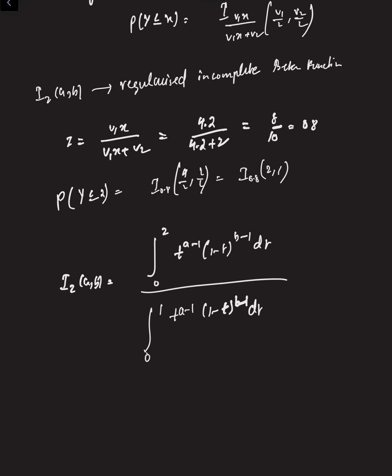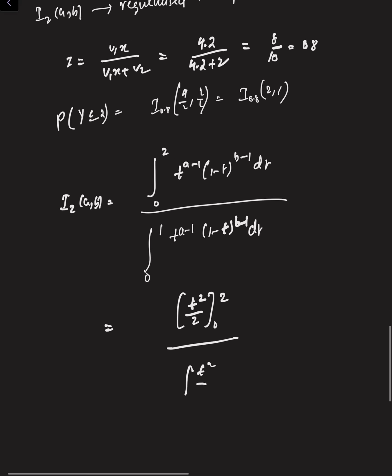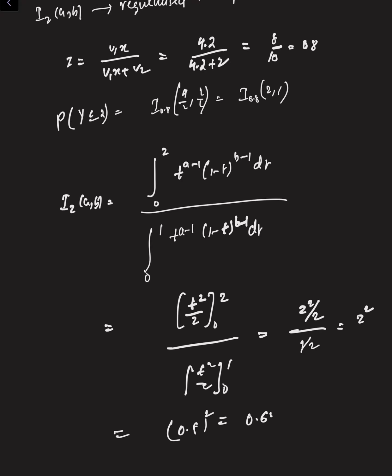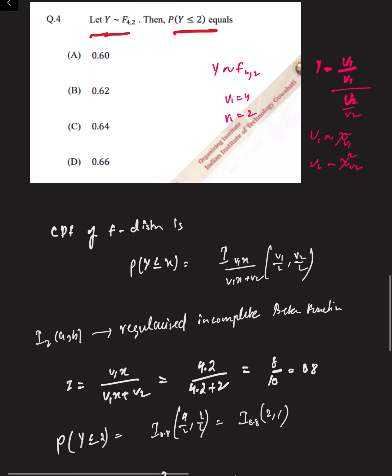So that means the denominator will have the integral of t dt. If we take the numerator, that is t square by 2 from 0 to z, and the denominator is t square by 2 from 0 to 1, so that is z square by 2 divided by 1 by 2, which is nothing but z square. So if we plug in this value of z, which is 0.8 square, that would be 0.64. Therefore option C is the correct answer.